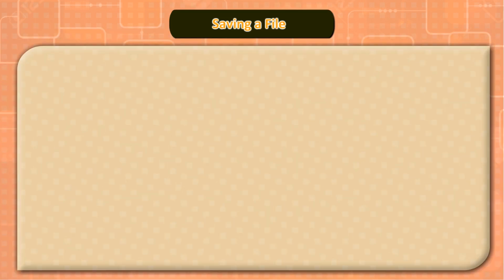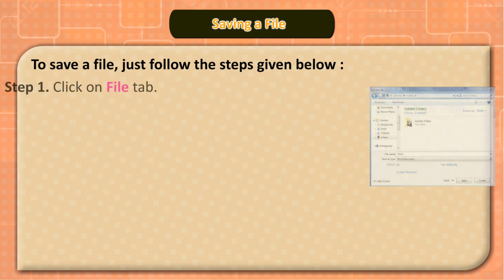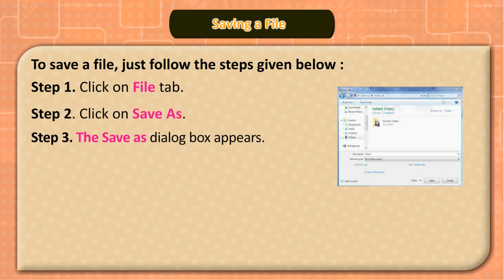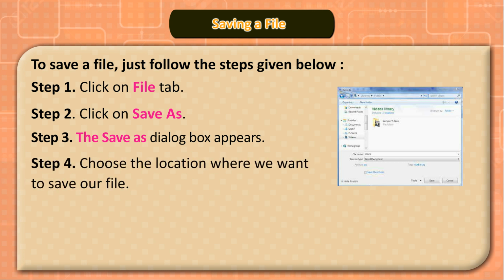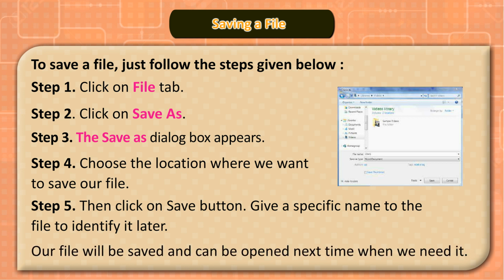Saving a file. To save a file, just follow the steps given below. Step 1. Click on the File tab. Step 2. Click on Save As. Step 3. The Save As dialog box appears. Step 4. Choose the location where we want to save our file. Step 5. Then click on the Save button. Give a specific name to the file to identify it later. Our file will be saved and can be opened next time when we need it.